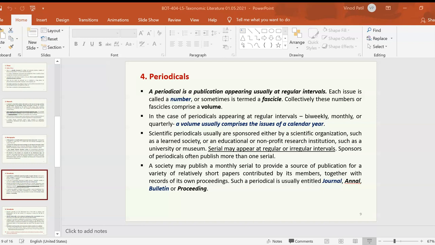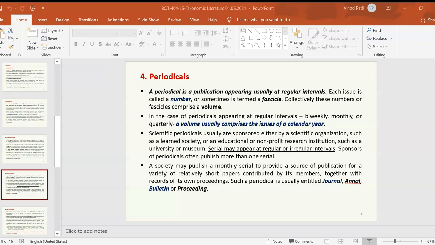So these are called serials. Why are they called serials? They are in continuation: first, after that second, after that third, after that fourth, likewise. And a society may publish a monthly serial to provide a source of publication for a variety of relatively short papers contributed by its members.